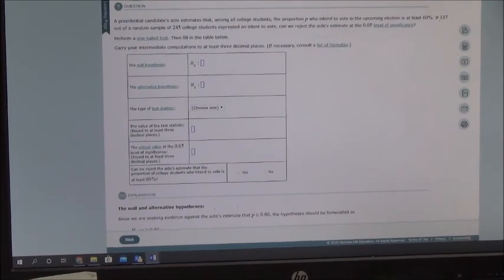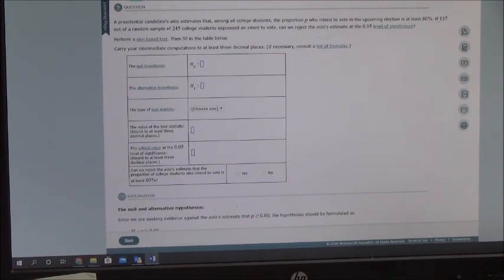So if we do one from Aleks, it says, a presidential candidate's aide estimates that among all college students, the proportion P who intended to vote in the upcoming elections is at least 60%. If 137 out of the random sample of 245 college students expressed an intent to vote, can we reject the aide's estimate at the 0.5 level of significance? So here the question is asking us if we can reject the claim instead of accept the claim like we normally have asked. So you have to watch on Aleks because sometimes they will switch that around.